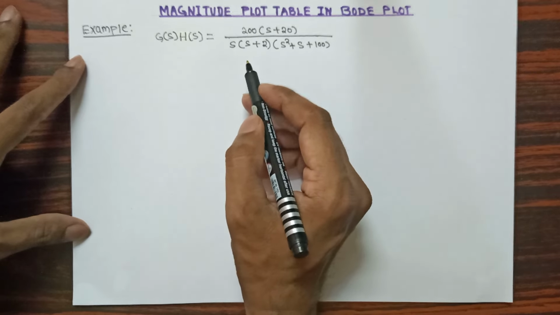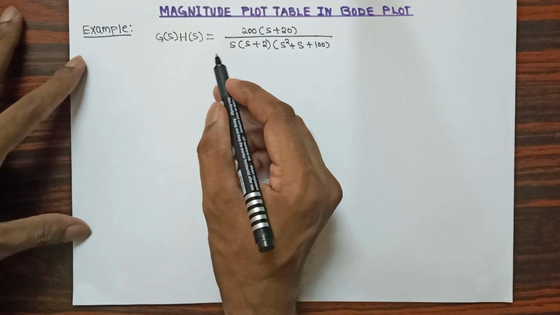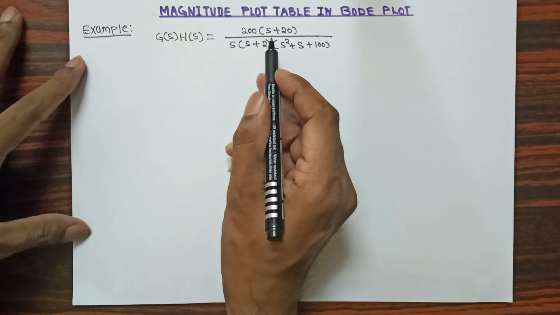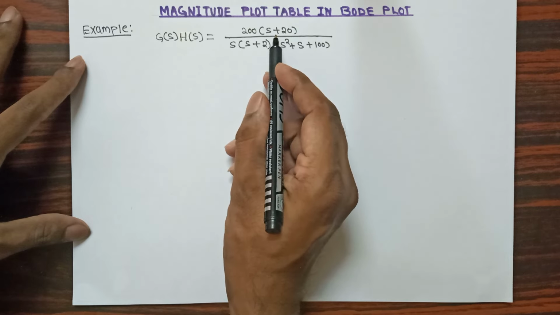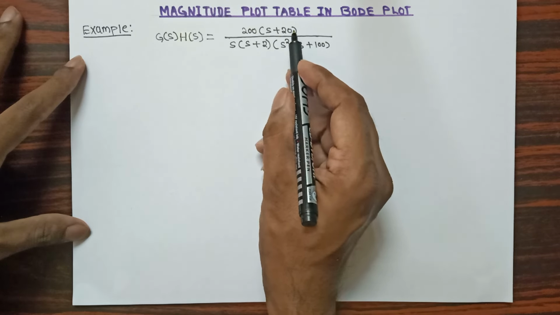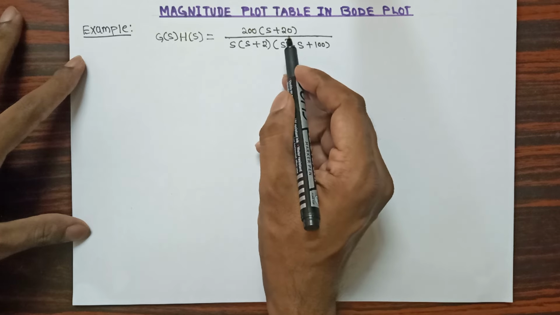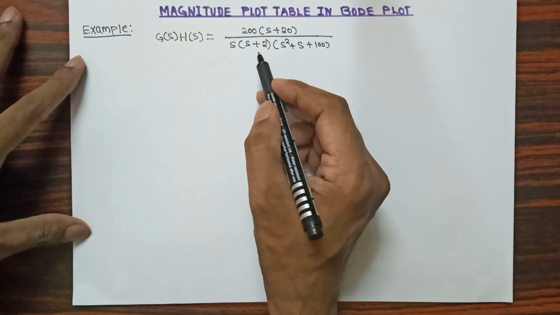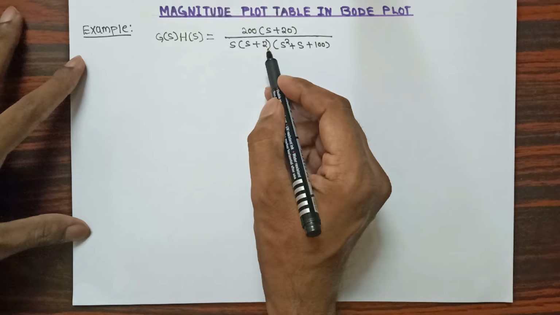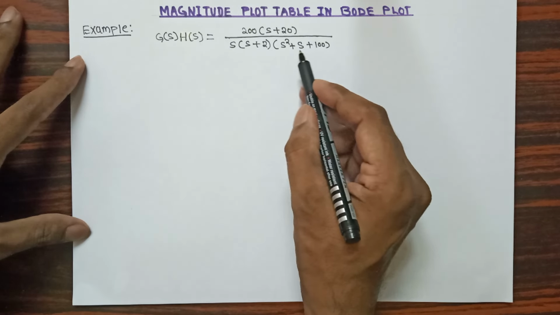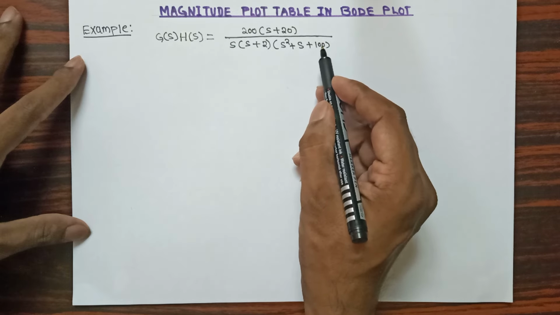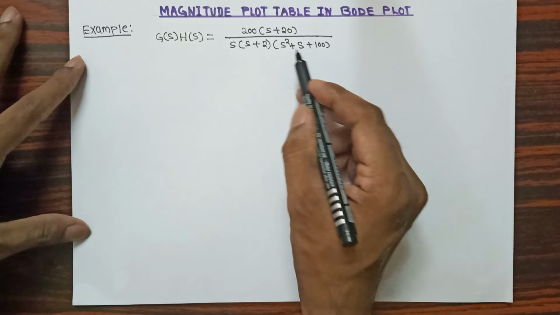To form the magnitude plot table, first we need to get this open loop transfer function into standard form. As we know, the open loop transfer function should be in the (s plus 1) form, but here in the numerator we can see s plus 20, which is not in standard form. In this case I need to take 20 common. In the denominator, s plus 2 is also not in standard form, so I need to take 2 common. In the quadratic equation, the standard form requires the last value to be 1, so I need to take 100 common.